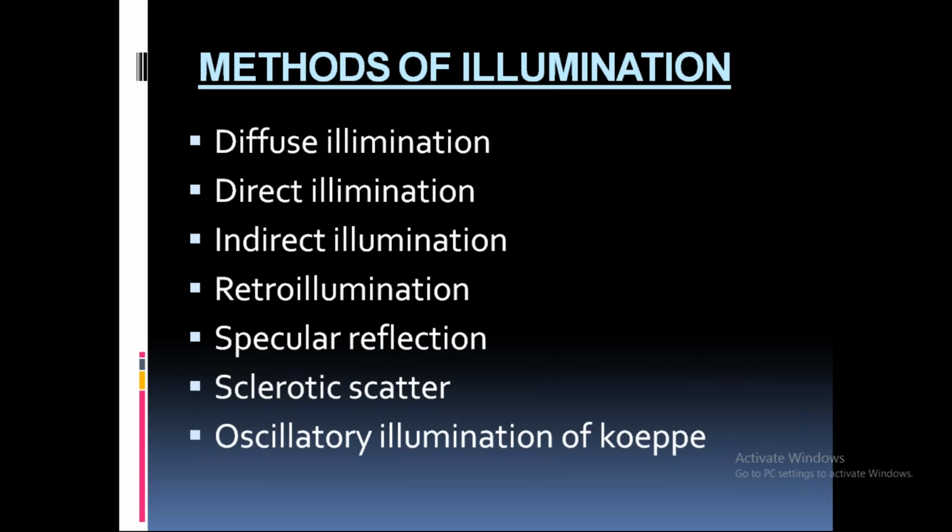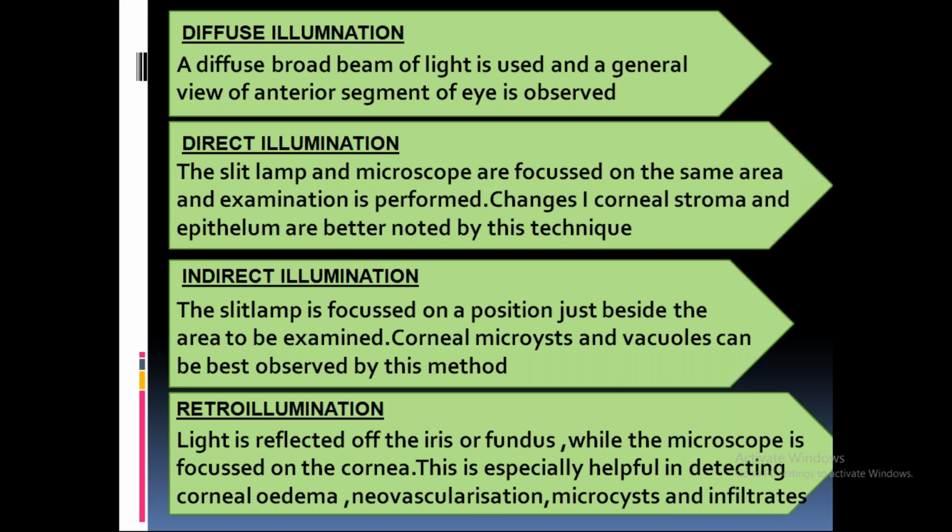Methods of illumination: diffuse illumination, direct illumination, indirect illumination, retroillumination, specular reflection, sclerotic scatter, auxiliary illumination. In diffuse illumination, a diffuse broad beam of light is used and a general view of the anterior segment of the eye is observed.